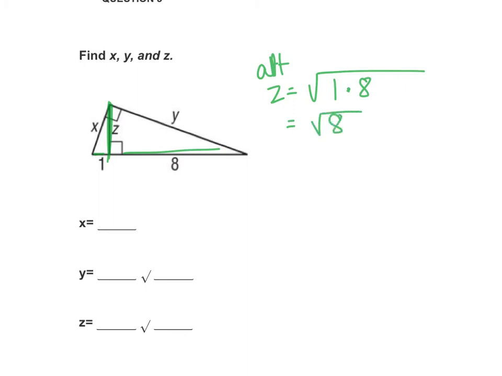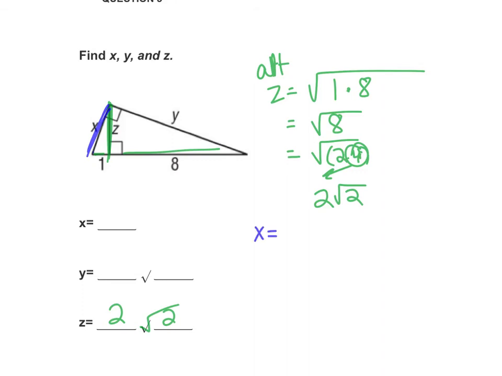Okay. This can be broken down into the square root of 2 times 4. Here we have a perfect square 4. So this comes out of our radical. We get 2 square root of 2. Okay. And then we'll do x, one of our legs.